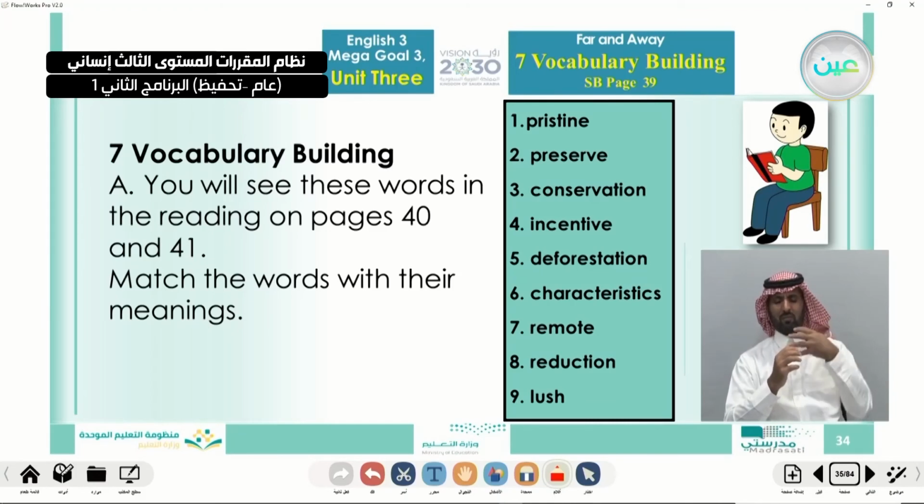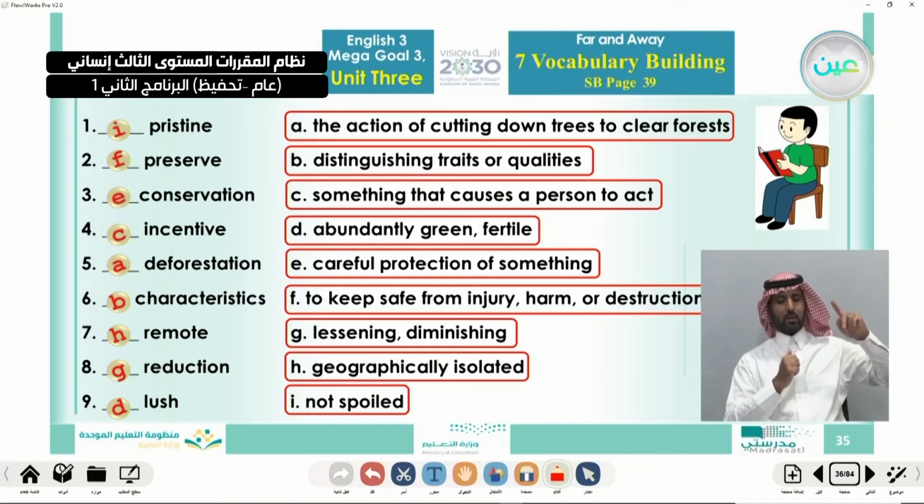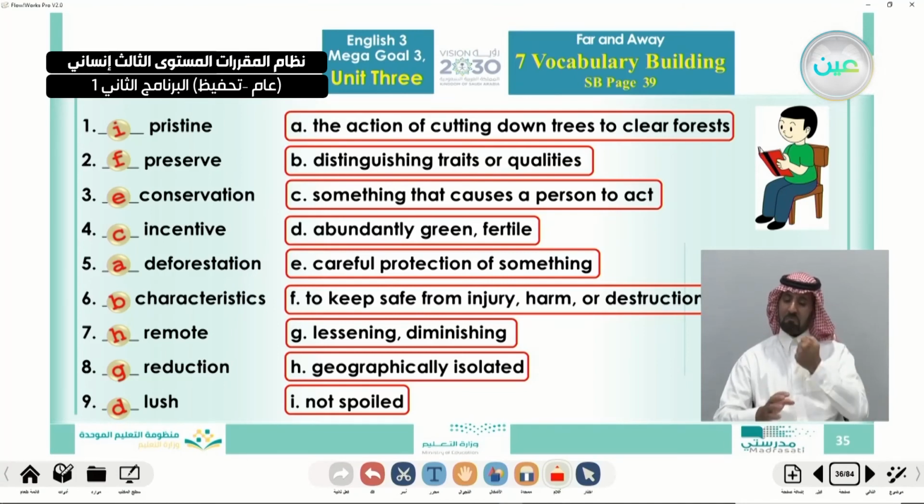Now we mentioned these words a while ago in our slides when we introduced the vocabulary. Now you need to answer this exercise. Okay, look at this exercise. Number 1, pristine. Pristine, what does pristine mean? It means here not spoiled. مكان undisturbed also. لم يأتي أحد من قبل. So we call it pristine.